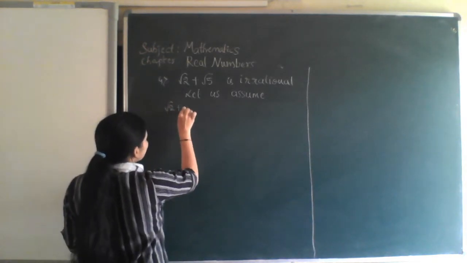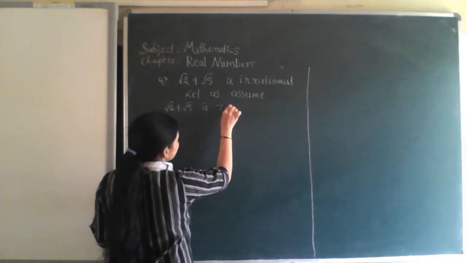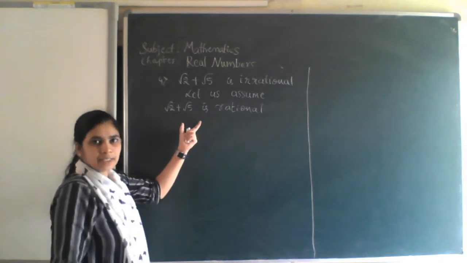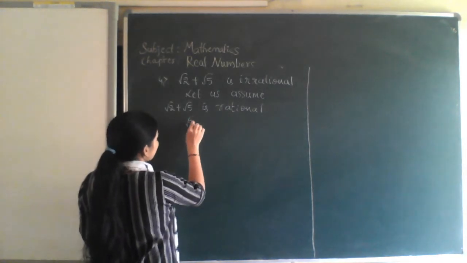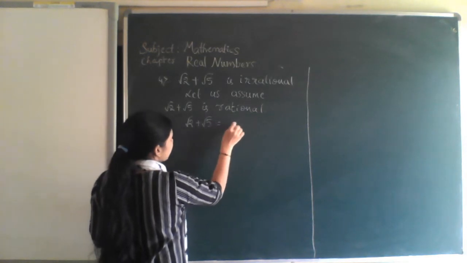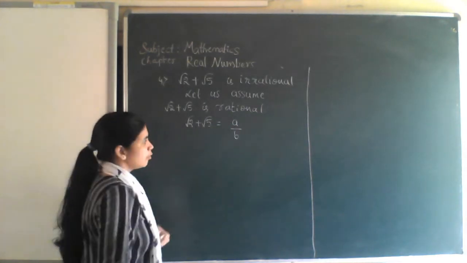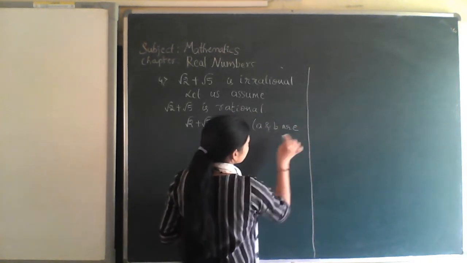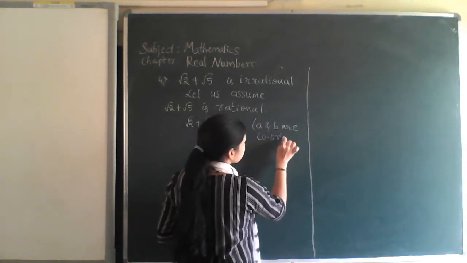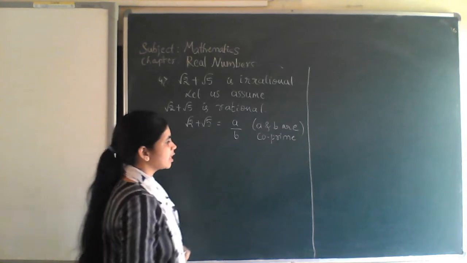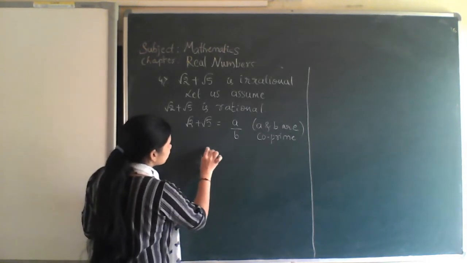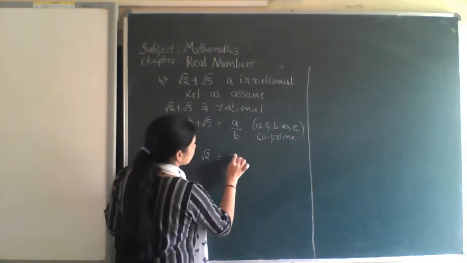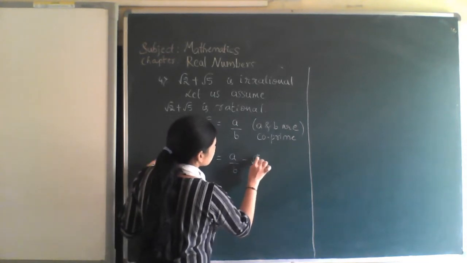root 2 plus root 5 is rational. If we assume a number is a rational number, then we can write it in the form of p by q. We will take a by b, where a and b are co-prime. Root 2 plus root 5 equals a by b, so root 2 equals a by b minus root 5.